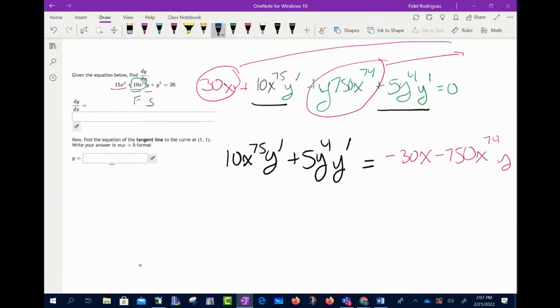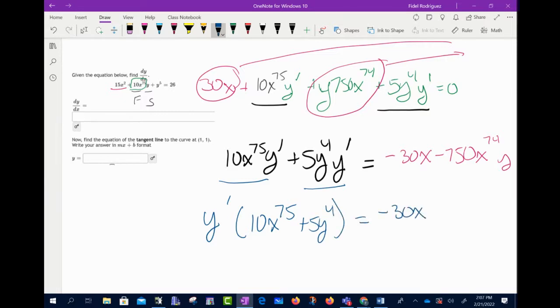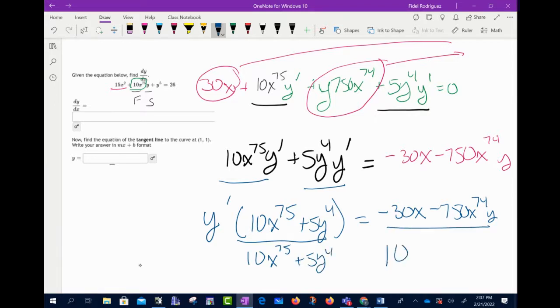All right, second question. Y'all agree that we can factor out a y prime out of here? Okay. So y prime times 10x to the 75th plus 5y to the 4th equals negative 30x minus 750x to the 74th with a y. And then the last thing we're going to do, y'all, is we're going to divide, right? So we're going to divide by 10x to the 75th plus 5y to the 4th on both sides.